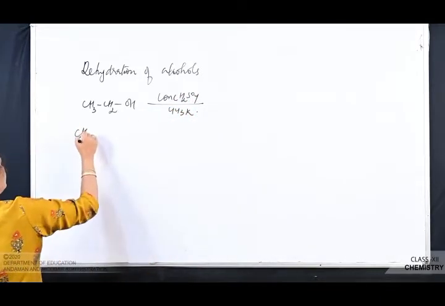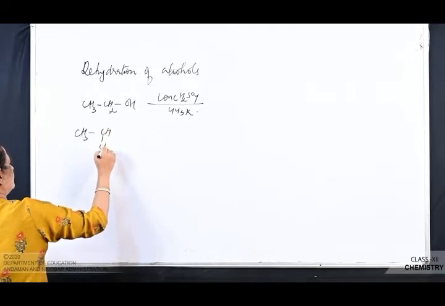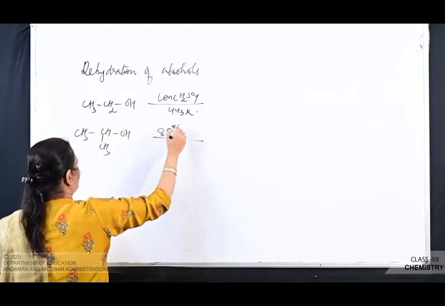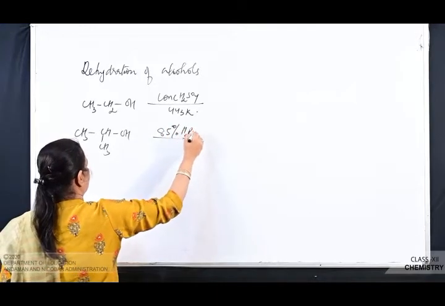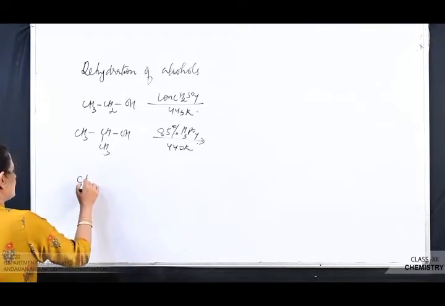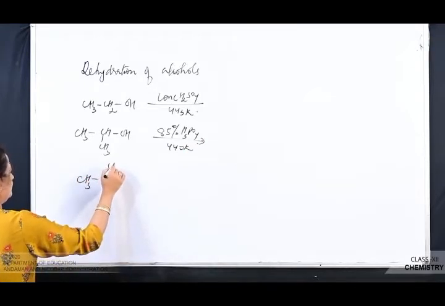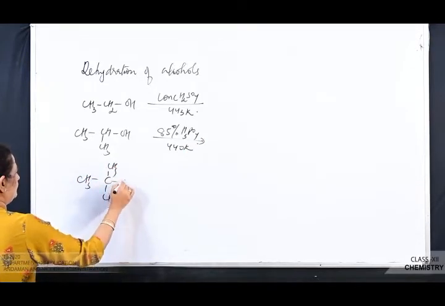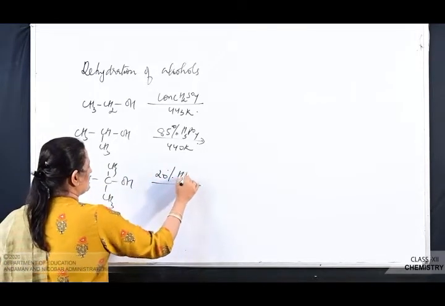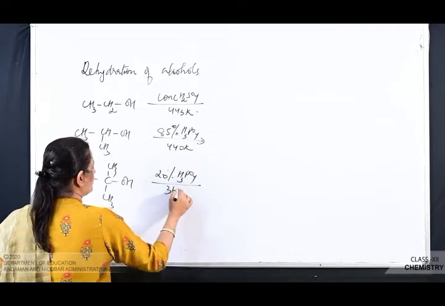And I am taking a secondary alcohol. Here, 85% phosphoric acid at 440 Kelvin. The next I am taking tertiary alcohol. This is treated with 20% phosphoric acid at 368 Kelvin.